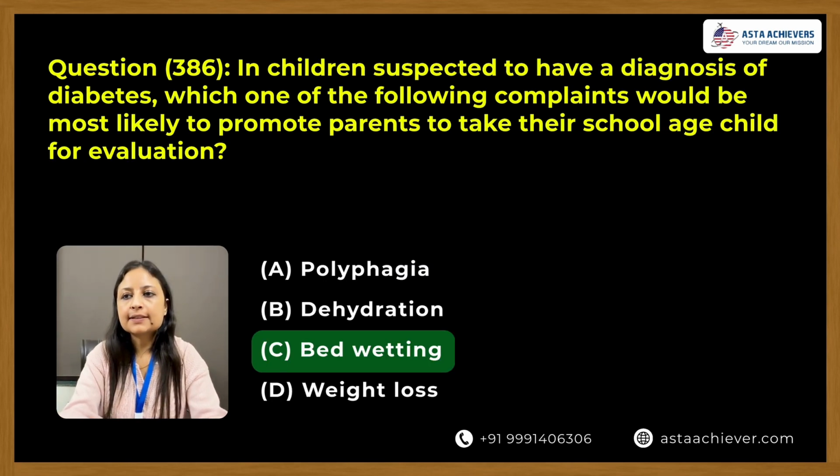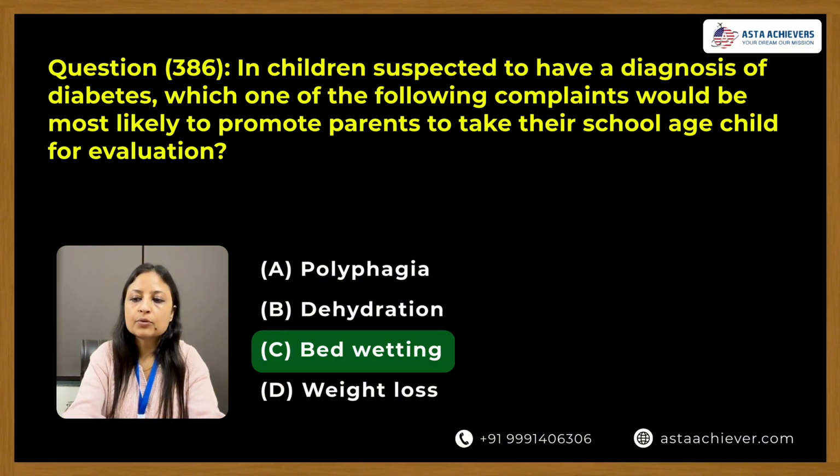Question number 386. In children suspected to have a diagnosis of diabetes, which one of the following complaints would be the most likely to prompt parents to take their school-age child for evaluation? Option A, polyphagia, option B, dehydration, option C, bedwetting, option D, weight loss. So option C is the correct answer, because fatigue and bedwetting are the chief complaints that prompt parents to take their child for evaluation, and bedwetting in the school-age child is readily detected by the parents.